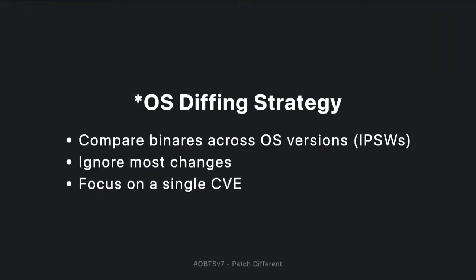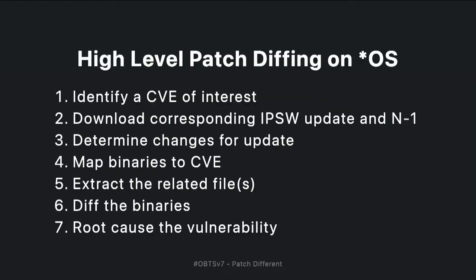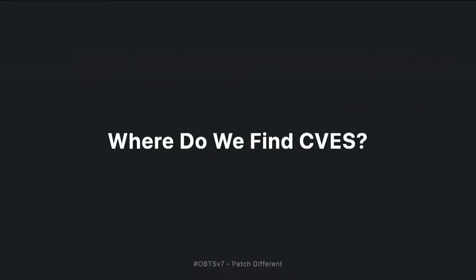All right, so what's the diffing strategy? We're going to look generally at different OS builds. We're going to compare the binaries across the OS versions. We're going to ignore most of the changes because there are thousands of changes. We're going to focus on a single CVE to focus our reverse engineering effort. And this is the big high-level diffing process. This is for your slides later, or for your notes later. And so let's begin.